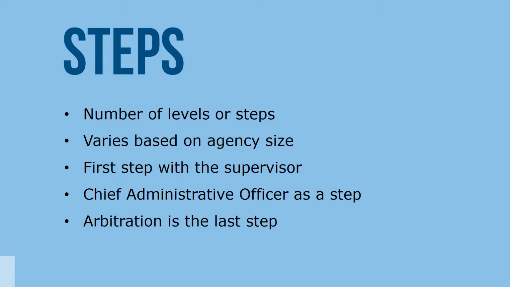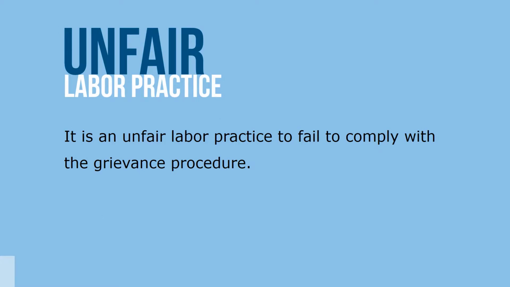Arbitration is always the required last step. The final decision-making authority, such as a city manager or a city council or board, is usually the last step prior to arbitration. Other steps in the process should be added or substituted based on the size and organizational structure of your agency. It is an unfair labor practice to fail to comply with a grievance procedure.